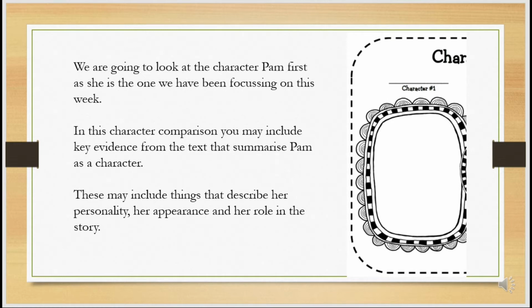So in this section, you're going to obviously put the name of your character, which is Pam, and you need to summarize Pam, use key evidence or summarize the main points that tell us about the character of Pam. So that might include describing her personality, her appearance, or her role in the story, and maybe including some of those key actions that she was doing in our story.